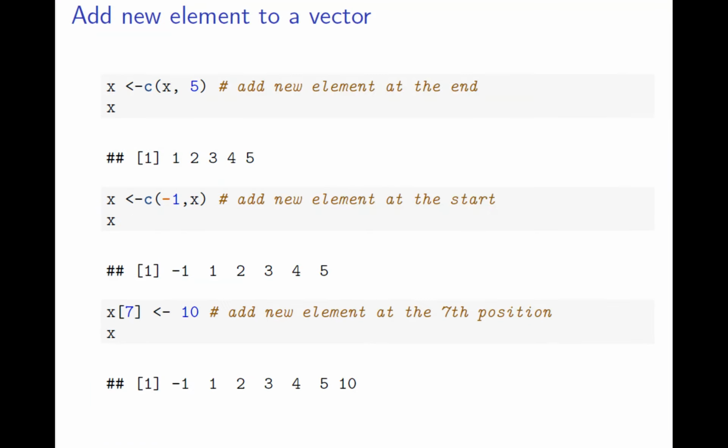Now I want to talk about adding some elements to the vector. Suppose we have x is 1 up to 4, and we put in c(x, 5), then that adds 5. If you want to add -1, you put the -1 at the beginning. And if you add the 7 at location 7, because I have 6 elements, it can also be done this way.